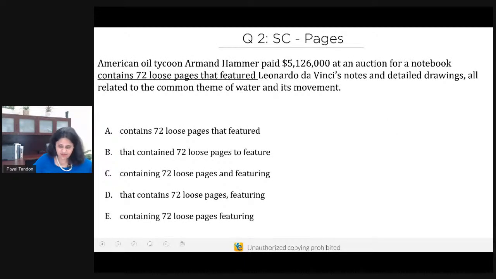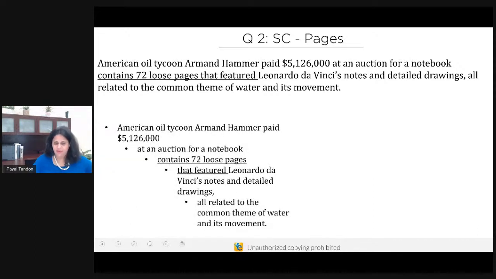Now, this question was very interesting. Let's go through the meaning analysis here first. So American oil tycoon Armand Hammer paid this much amount at an auction for a notebook over here, contains 72 loose pages that featured, contains 72 loose pages. Okay, so it contains, this notebook contains 72 loose pages. By the way, these pages featured Leonardo da Vinci's notes and detailed drawings, all related to the common theme of water and its movement. Okay, so the sentence is pretty straightforward.